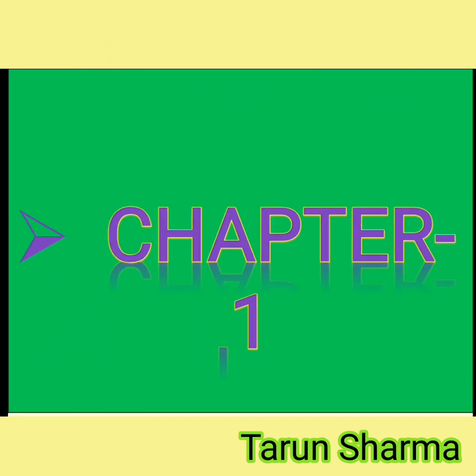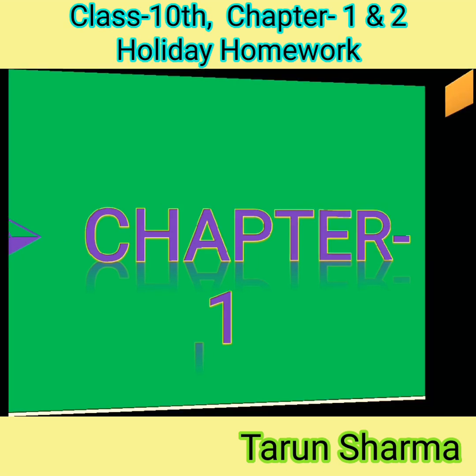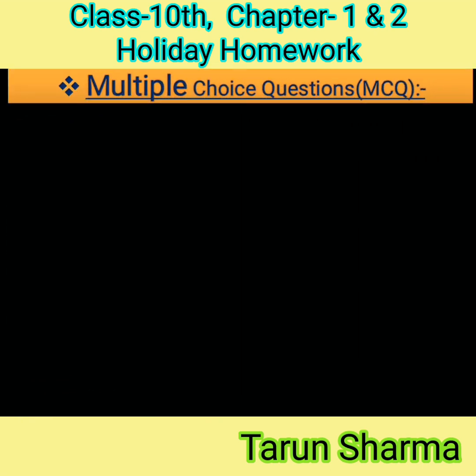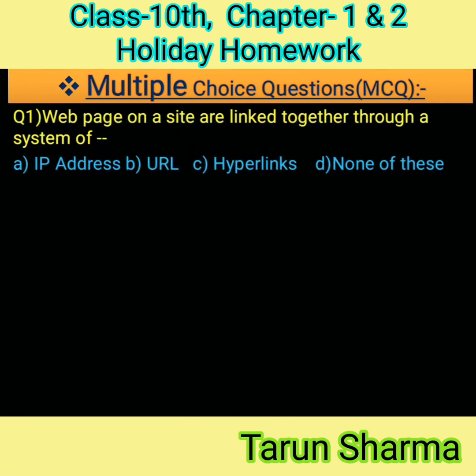Let us discuss first chapter 1, exercise solution, MCQ. First MCQ: web pages on a site are linked together through a system of option A IP address, option B URL, option C hyperlinks, and option D none of these. Answer is C, hyperlinks.